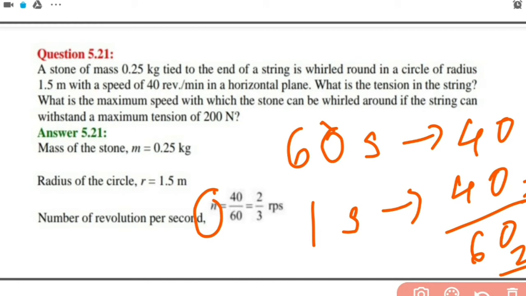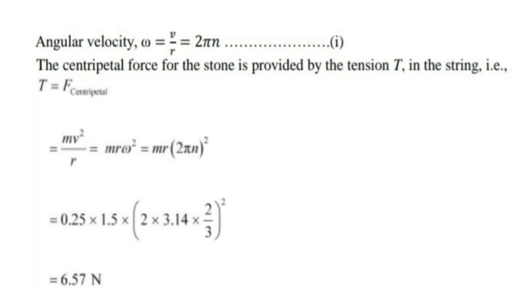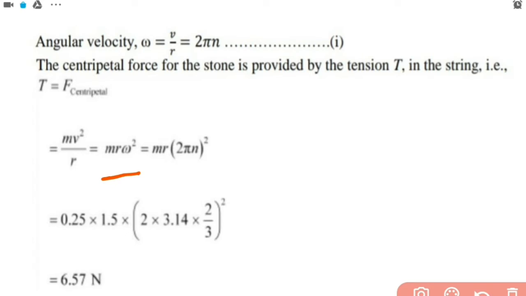Now we are asked to find the tension in the string. How to find the tension in the string? Here the logic we need to use is that the tension is providing the required centripetal force. So to find the tension, what we need to find is the centripetal force. You know the centripetal force equation is mv square by r. In terms of angular velocity, the equation is m r omega square.